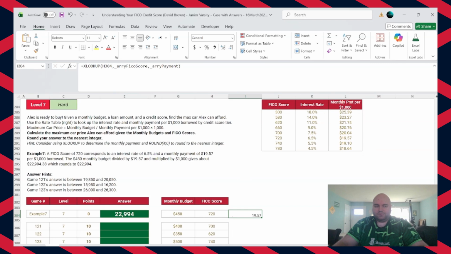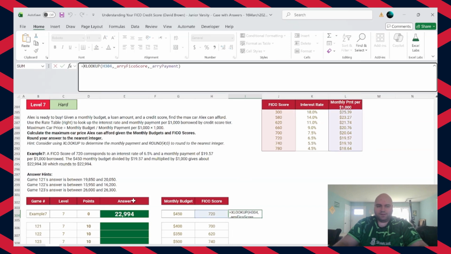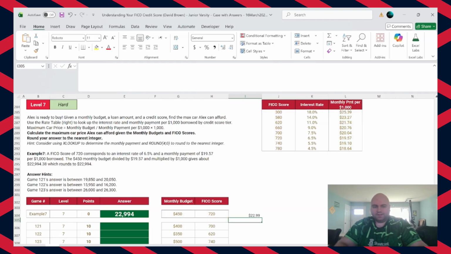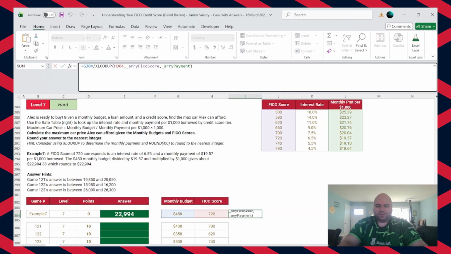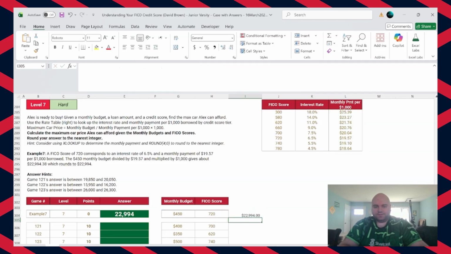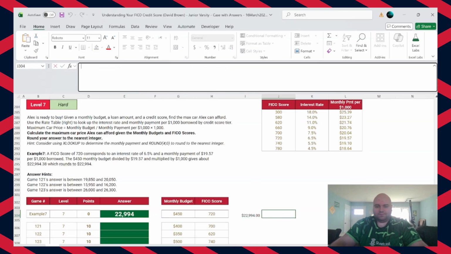We want to take our monthly budget and divide it by that result. And then multiply it by 1,000. Let's do it over here. And then we want to round it to the nearest integer. So that's everything that's going on here. I could, of course, copy this downward, but we can use LET to just make this look a little bit cleaner if we're working on more complicated problems. And maybe that's just the first step.